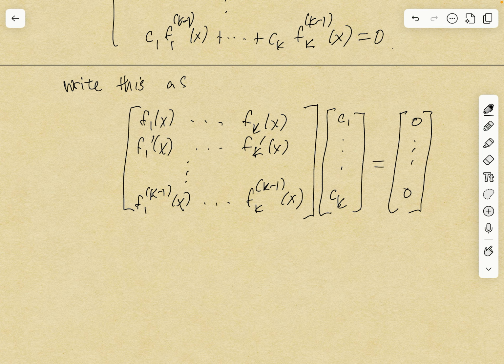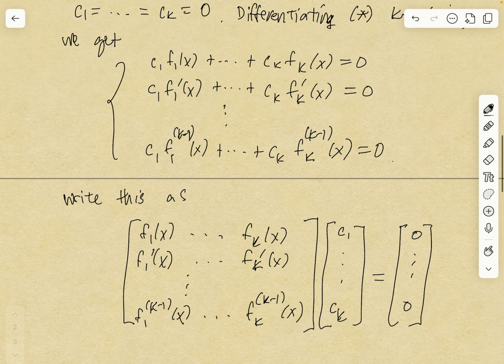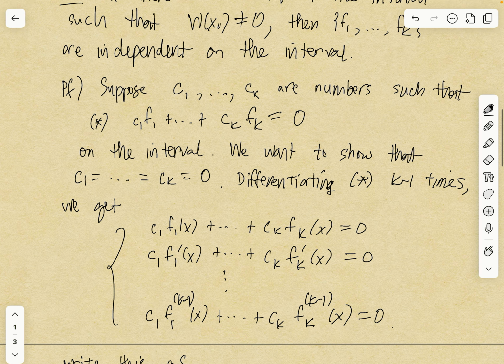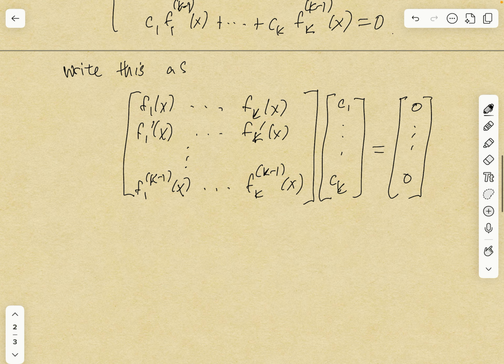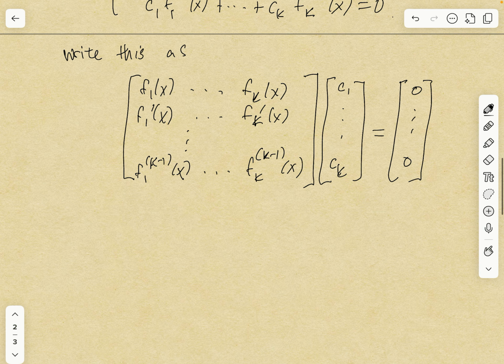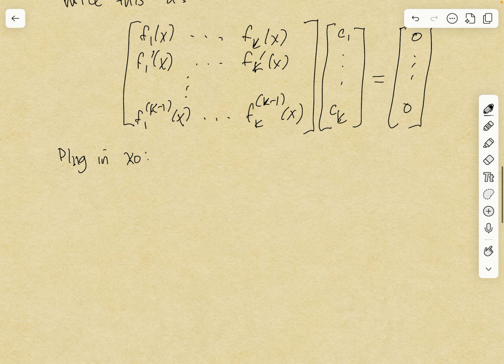The way we've written it, this matrix is a function of x. But before, we didn't even mention x naught. Now we can bring in that there is some x naught such that W of x naught is not 0. So plug x naught into this equation.